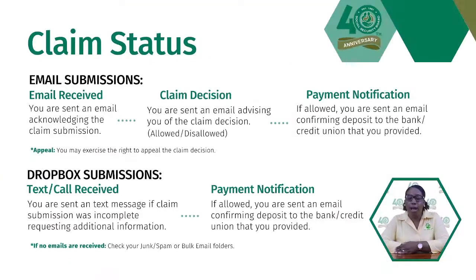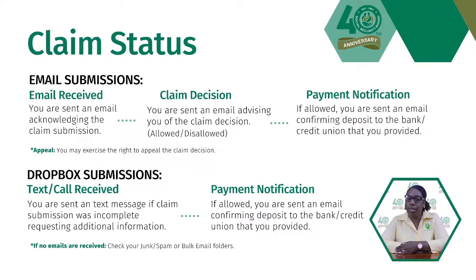Let's talk about how to know the status of your claim. Knowing the status of your claim is linked to the method in which you submitted the claim. If you submitted your claim to us electronically, you are going to receive three types of email notifications. The first being an email that lets you know that we've received your claim, we acknowledge receipt of that claim.